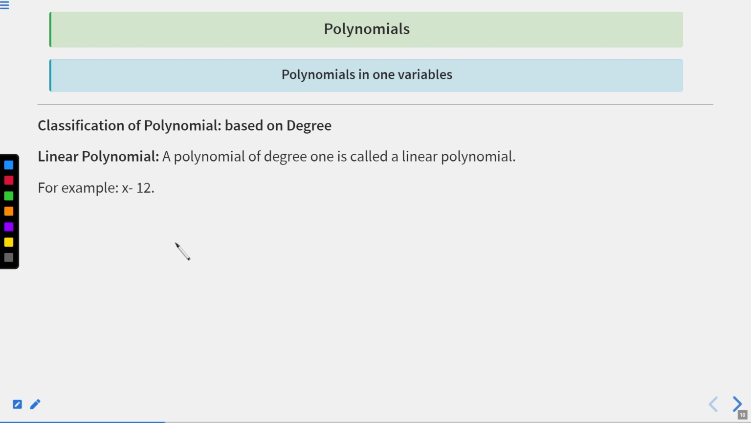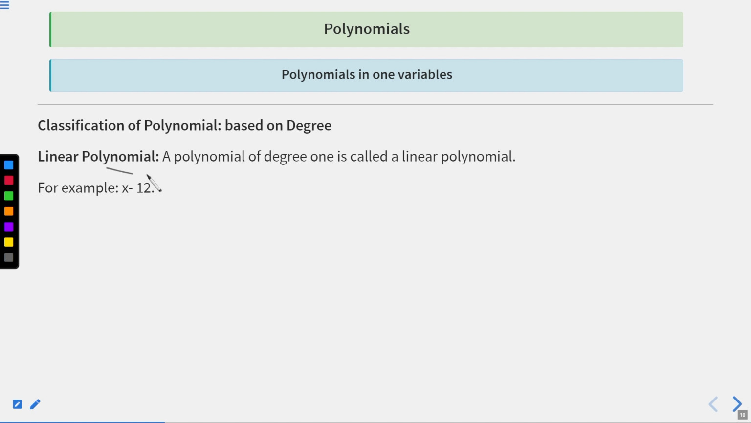And then we will classify polynomials based on degree. Okay, so classification of polynomials based on degree. So what is a linear polynomial? A polynomial of degree 1 is called a linear polynomial.